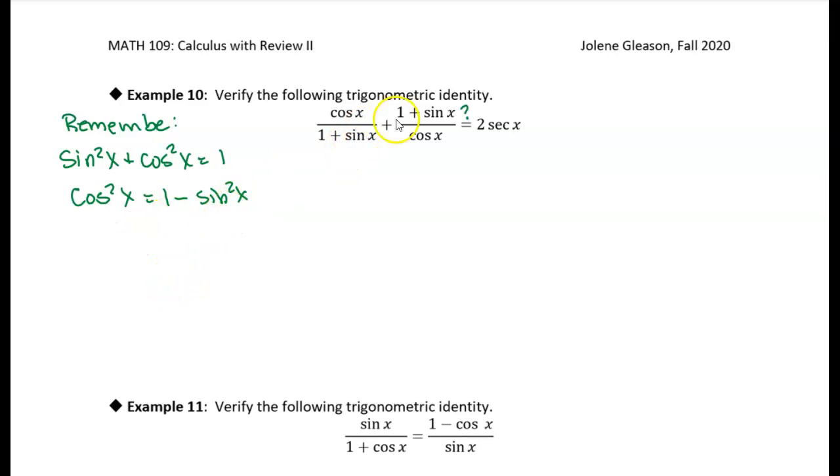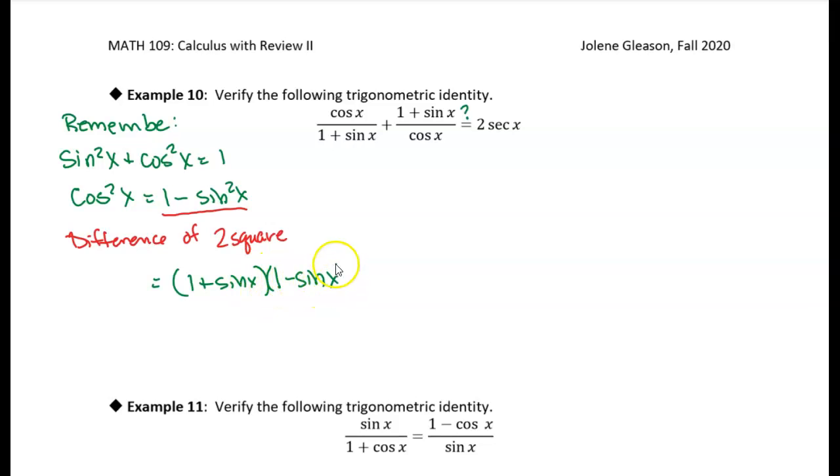Now, you might be wondering, well, I have 1 plus sine of x, and it's not even squared, and it's a plus. But here's another thing. This right here is a difference of 2 squares, and we know how to factor it. What does the difference of 2 squares factor into? So I can factor this into 1 plus sine of x times 1 minus sine of x.